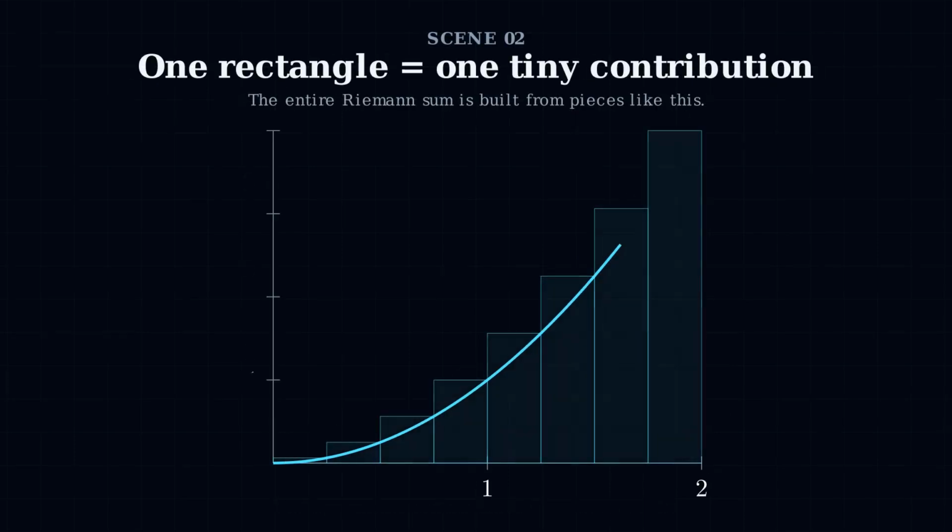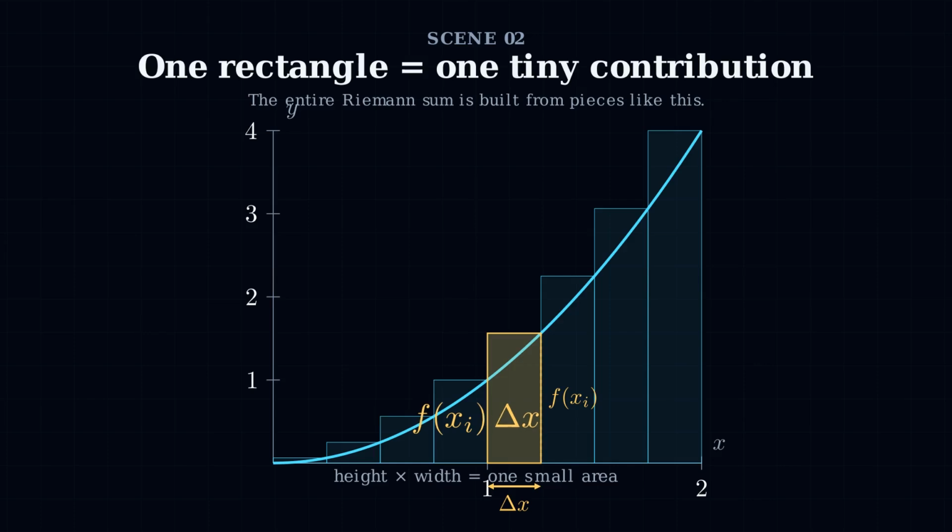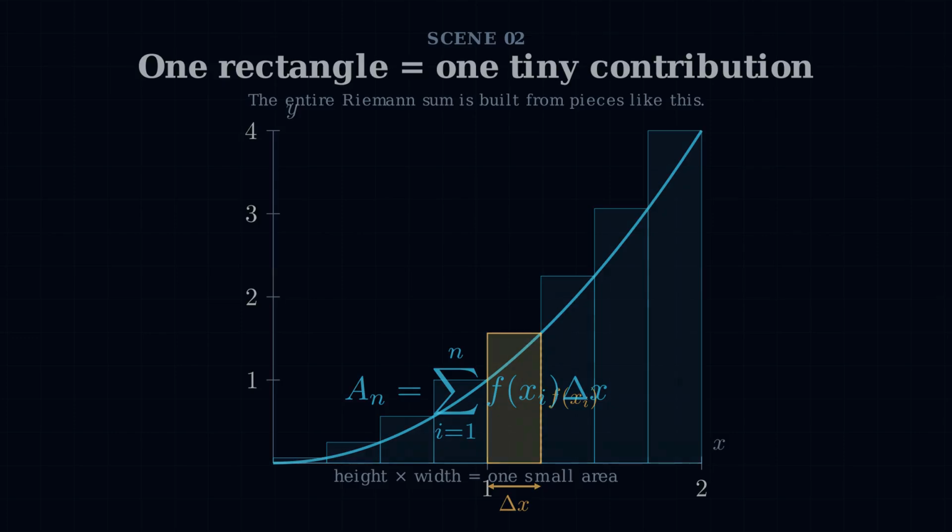Now zoom in on a single rectangle. Its height is the function value at a sample point, and its width is delta x. So one rectangle contributes f of xi times delta x. Add up all the rectangles, and you get the Riemann sum, an estimate built from tiny pieces.